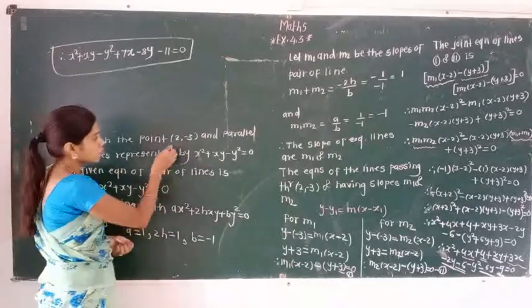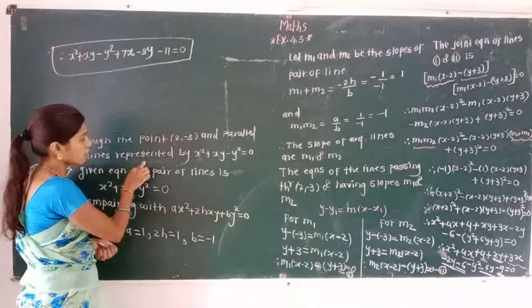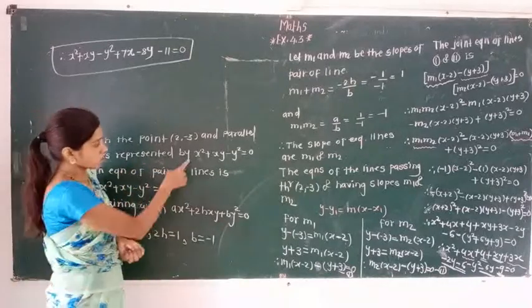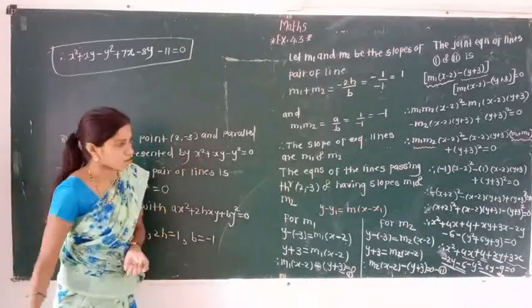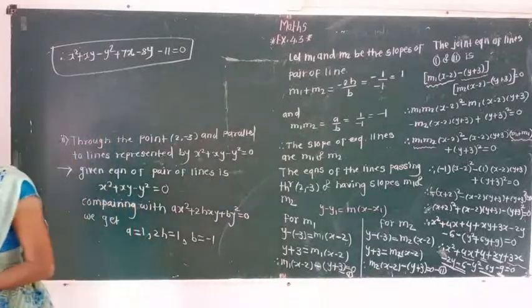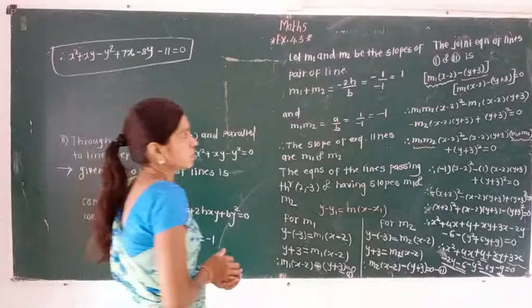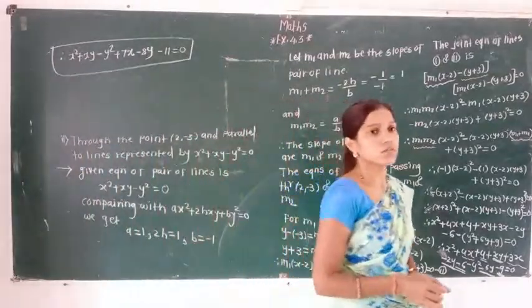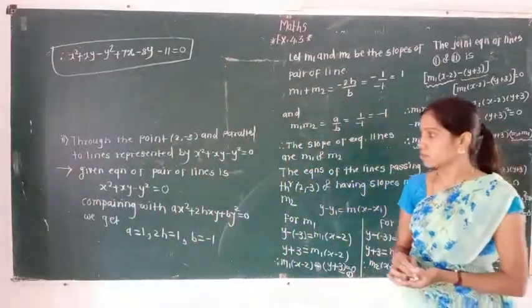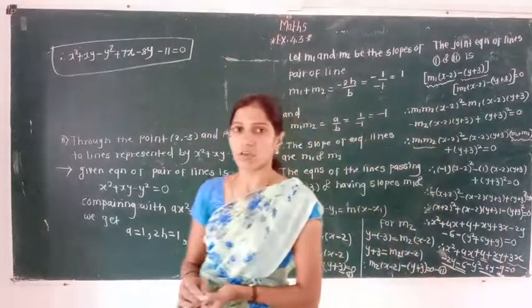They are passing through the point 2, minus 3 and parallel to the lines represented by the equation x square plus xy minus y square is equal to 0. Okay, first of all write down this question. Now the remaining questions of 4.3 we will see in the next video lecture. Okay, thank you.